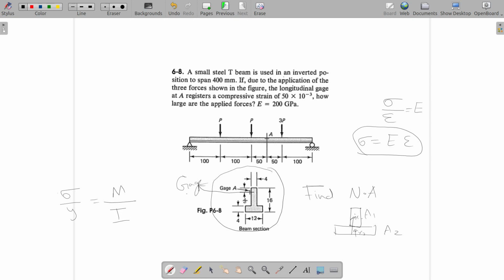So once you have figured out the neutral axis, let's assume that the neutral axis is here. Depending on the dimension, it can be somewhere up or down. So I have not calculated, you are supposed to do that. Let's assume that it's here. Okay, this is neutral axis. Now distance from this neutral axis to gauge A is y. This distance is y.